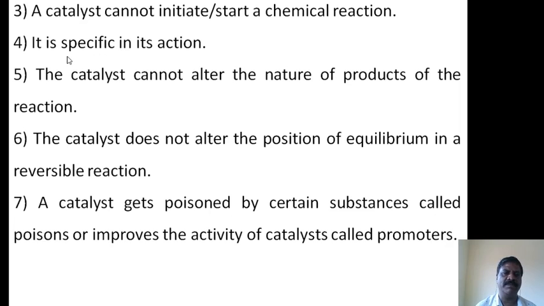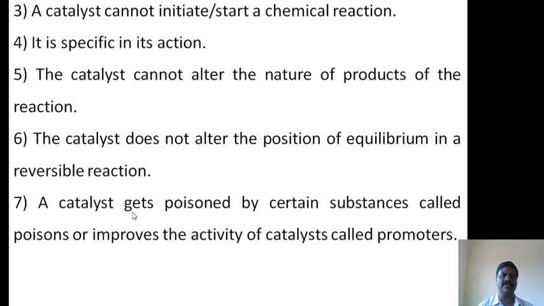The fifth character of a catalyst is that the catalyst cannot alter the nature of the product of the reaction, because the nature remains as it is. Suppose it is in the gaseous state, it will remain in the gaseous state. Then the sixth one: the catalyst does not alter the position of equilibrium in a reversible reaction, because it simply changes the rate of the reaction, but it cannot change the equilibrium position of the reversible reaction.